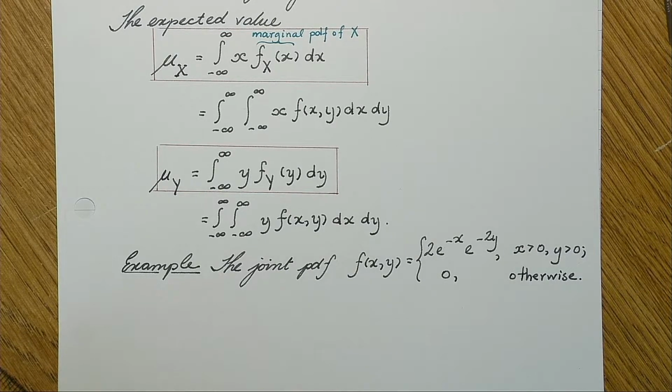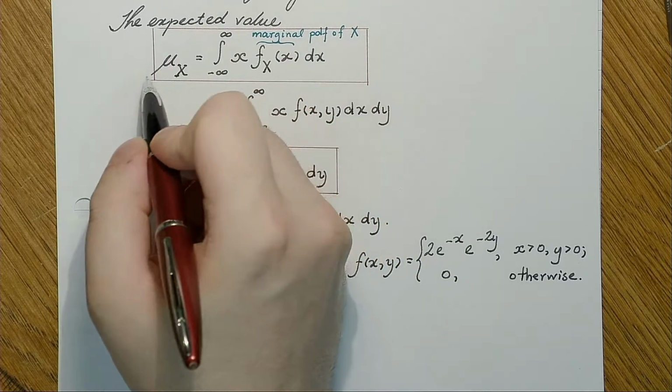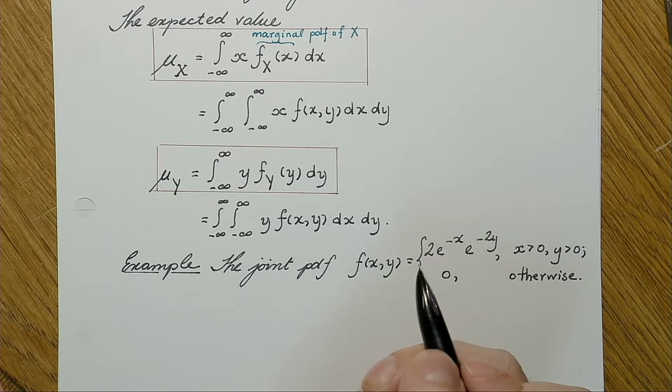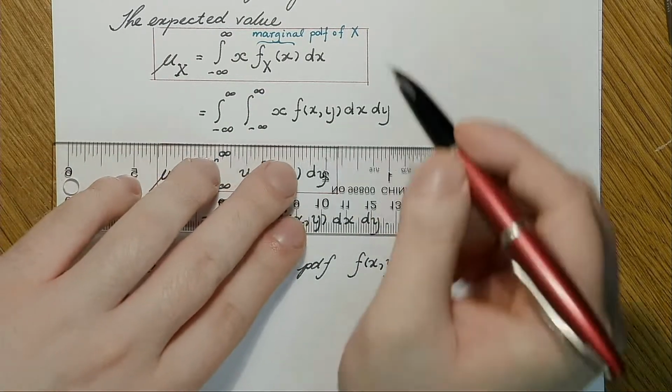So the expected values are separate? Yes. So this would be the expected value for x, and that would be the expected value for y. Yes, so these are two separate things.